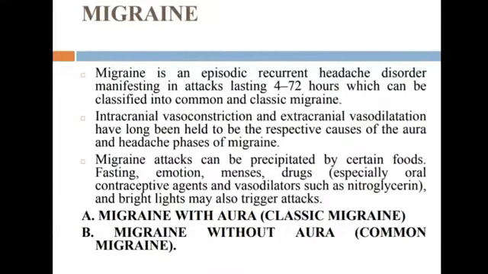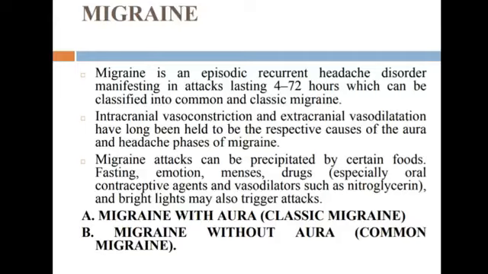Migraine is an episodic recurrent headache disorder manifesting in attacks lasting 4 to 72 hours, which can be classified into common and classic. What about the pathophysiology? The intracranial vasoconstriction and extracranial vasodilatation have long been held to be the respective causes of the aura and then the headache phases of migraine.